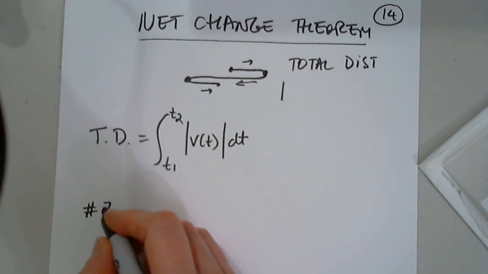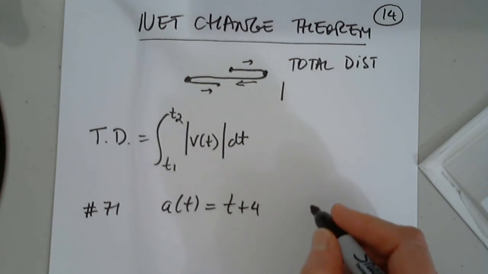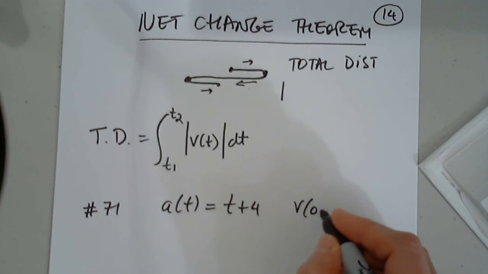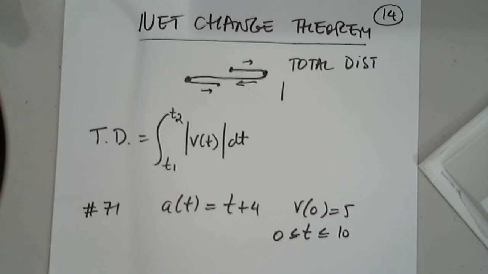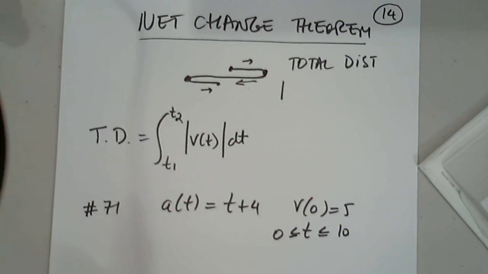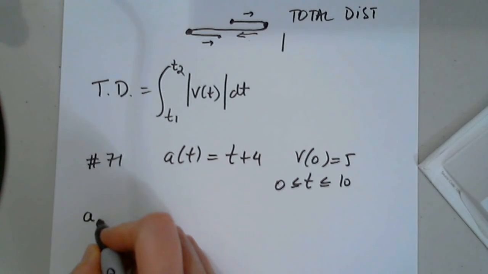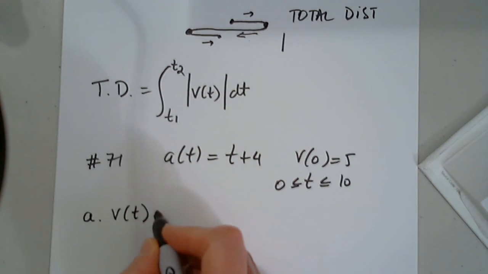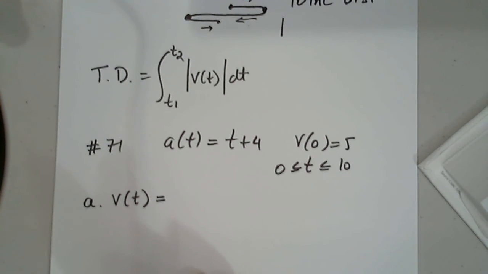Okay, I'll choose 71, so a of t equals t plus 4. We are given that v of 0 is 5. We are given that the interval is between 0 and 10. Okay? So we're given the acceleration function. In part A, they want us to find v of t.